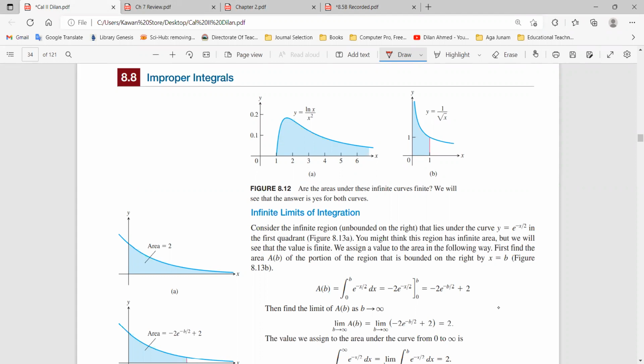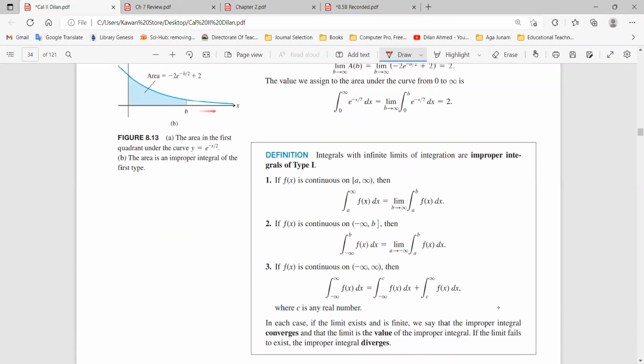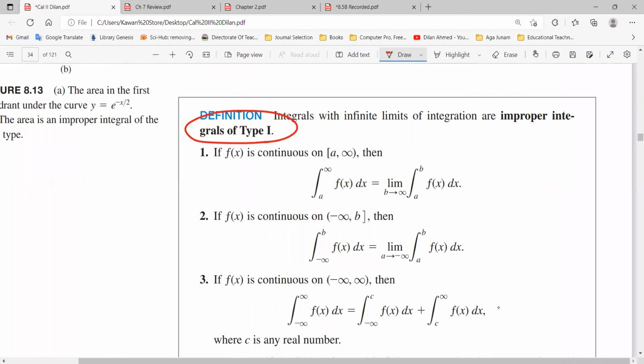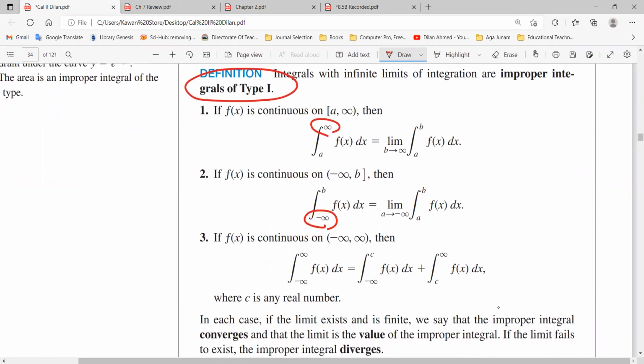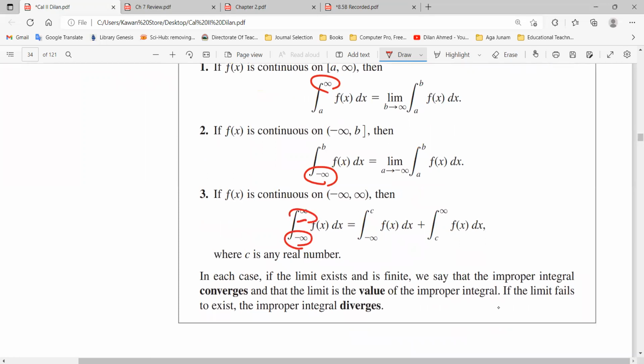The first type is like that, you can see from here. Type 1: we have infinity in the upper boundary or minus infinity in the lower boundary. I mean the upper boundary limit and the lower boundary limit. And maybe we have both cases. So how do we solve that one?